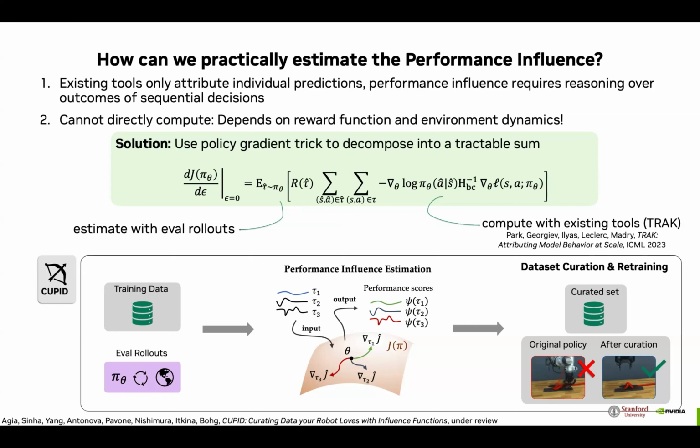So our insight is to apply tricks from policy gradients, if you are familiar with it, that allow us to decompose the performance influence into a tractable sum of the influence of training data on the action log likelihood of a policy. So it's a little bit of a messy formula here, but essentially it is very similar to the policy gradient computation that is used in order to compute that derivative with respect to action that I showed you before.